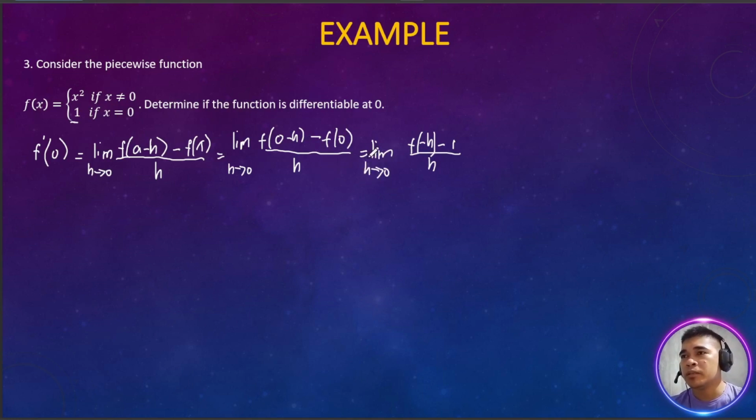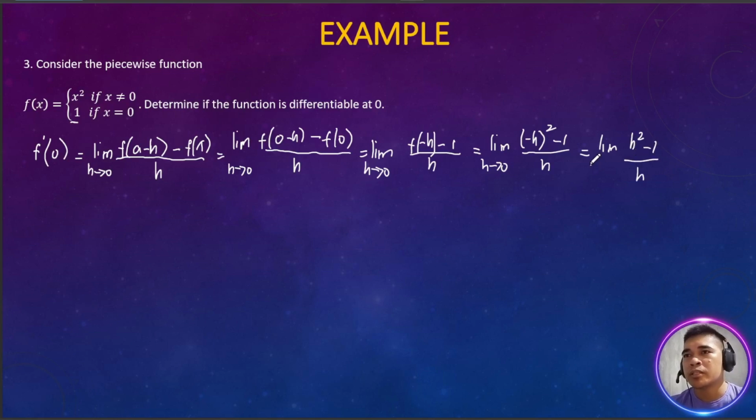Since h approaches 0, that doesn't mean it is equal to 0, so we are going to use our x squared here. So it is equal to the limit of x squared, that is negative h, the square of negative h, minus 1 over h as h approaches 0. So we have the limit of h squared minus 1 over h as h approaches 0. Okay, so we have 0 minus 1, and then 0 in the denominator. So this is negative 1 over 0.